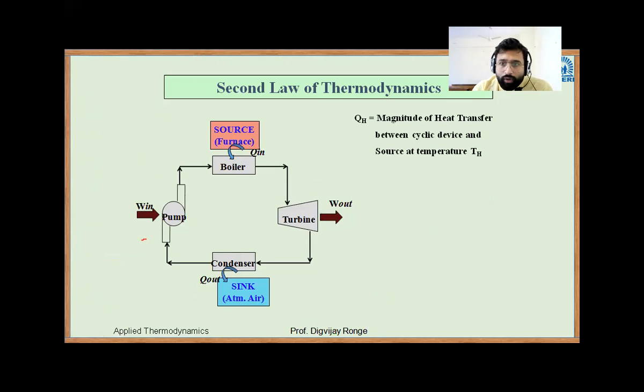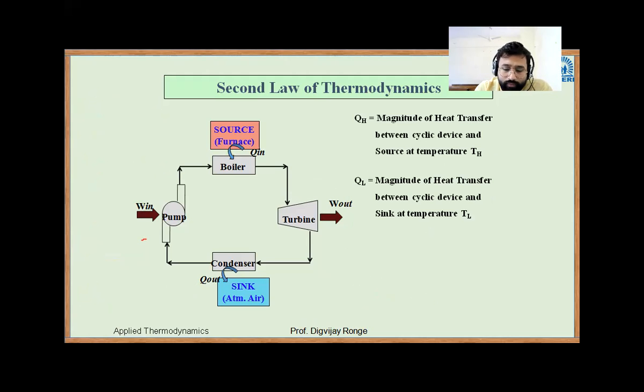Here QH or Q in is the magnitude of heat transfer between the cyclic device and the source at temperature TH. QL or Q out is the magnitude of heat transfer between the cyclic device and the sink at temperature TL. So work output in other terms is QH minus QL, and thermal efficiency will be equal to 1 minus QL by QH. So generally we will be using QH and QL. We won't be using Q in, Q out.